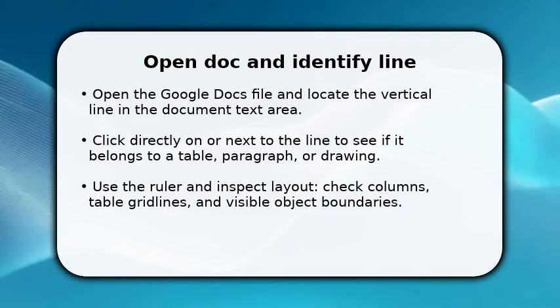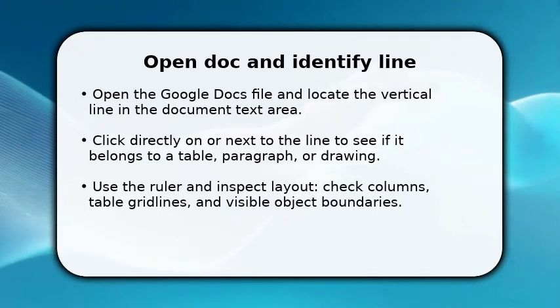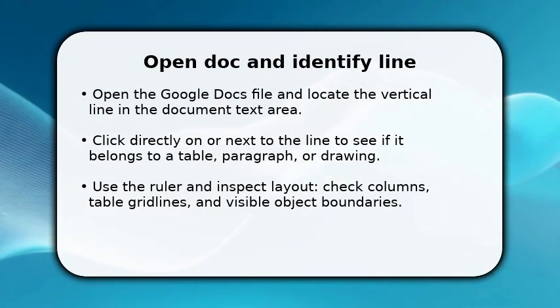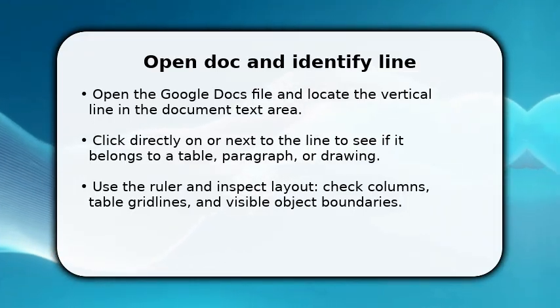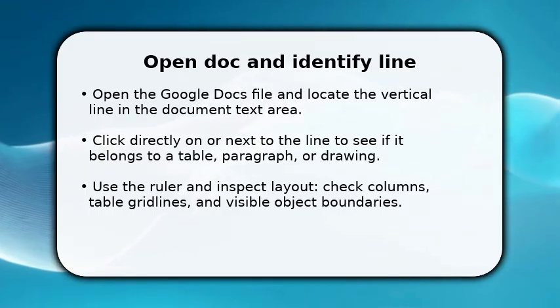Enjoy the video. You're starting inside the document. First, click exactly on or beside the vertical line so Google Docs will select the containing object. Once selected, observe whether a table cell highlight, paragraph marker, or drawing frame appears. Make sure the ruler is visible to spot column divisions.